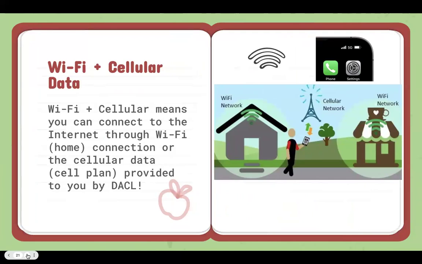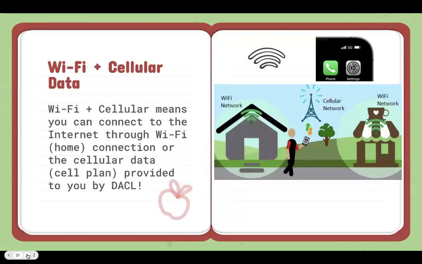Okay, the difference between Wi-Fi and cellular data. And this picture on the side might help. Wi-Fi and cellular means you can connect to the internet through a Wi-Fi connection or the cellular data provided to you by the Department of Aging. So if you look at this picture on the right, the Wi-Fi network is something that this person has in their home.